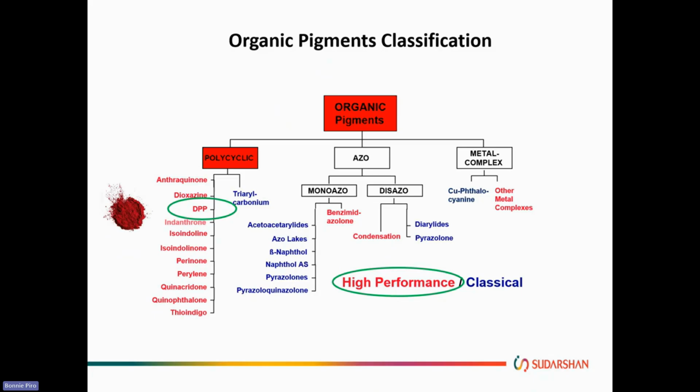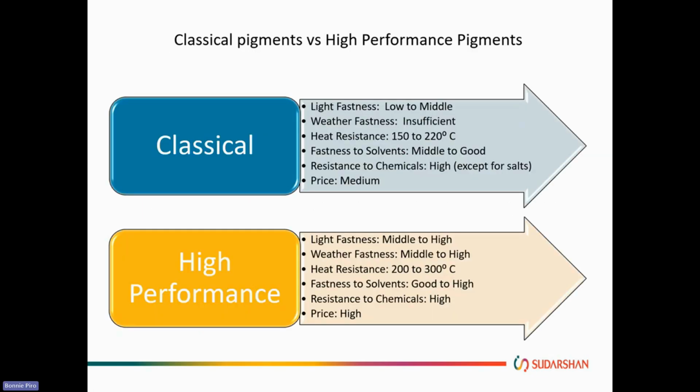So today we are going to revisit a subject I did several years ago, which is the DPP chemistry. They play a very good role. DPP chemistry is part of the polycyclic group of organic pigments. They are part of the high performance grouping of pigments, and so they play a very important role in the world of organic pigments. We've reviewed this in the past before.